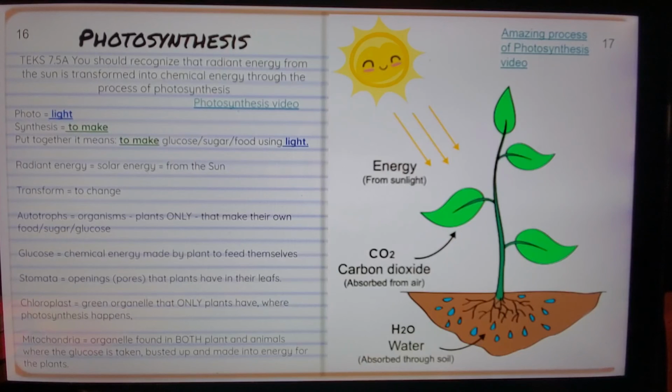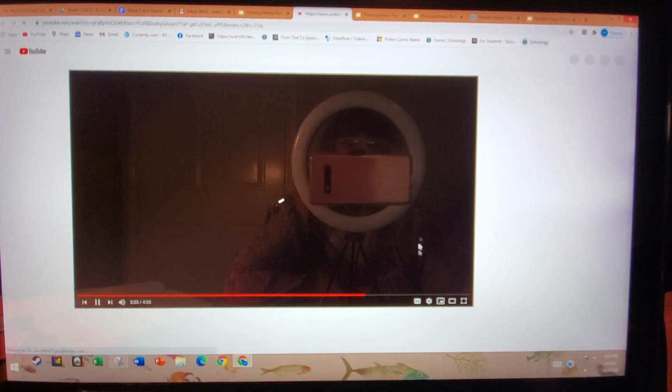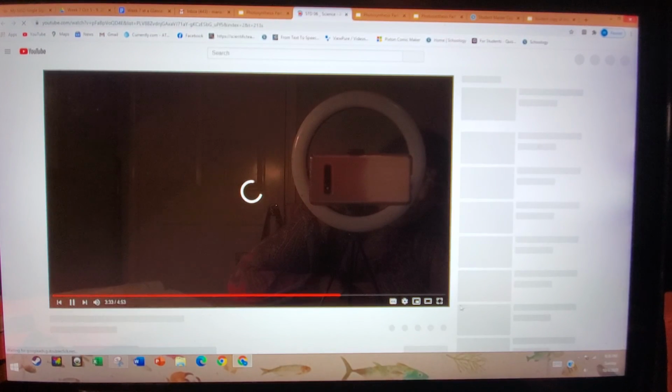So far, everything we're seeing is, you'll notice, is arrows going into the plant. This video that I've attached up here to the top is actually a really, really cool video. The graphics are really cool. And I'll show you a little bit, but you can watch the rest.